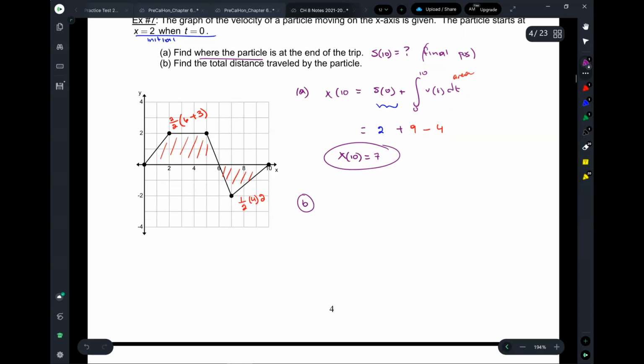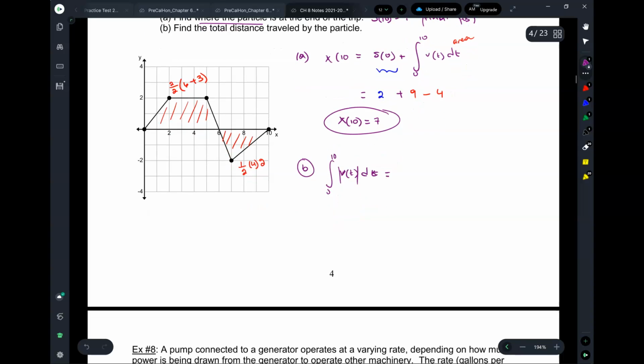B is the total distance traveled, so that's from 0 to 10, the absolute value. So what does that give me? In this case now, it's going to be positive 9 plus 4 equal to 13, the absolute values of them. Okay?